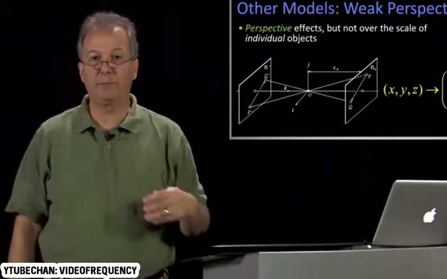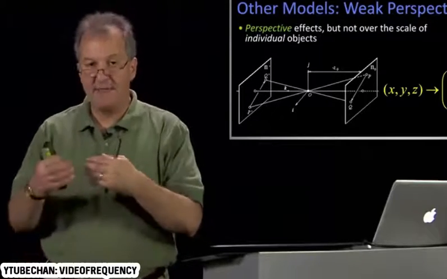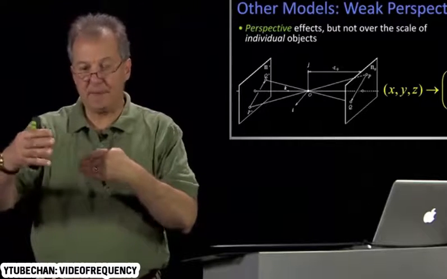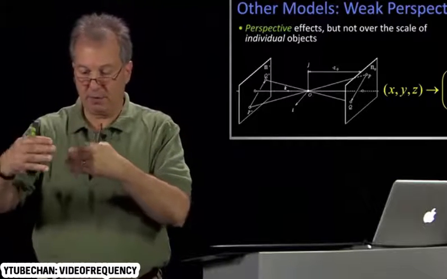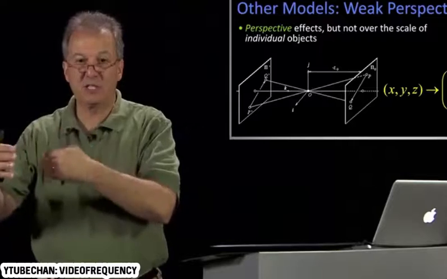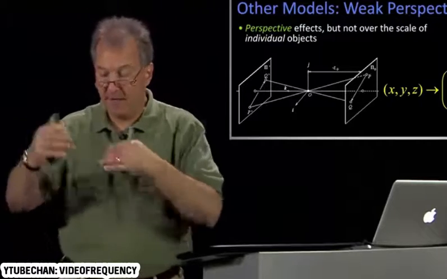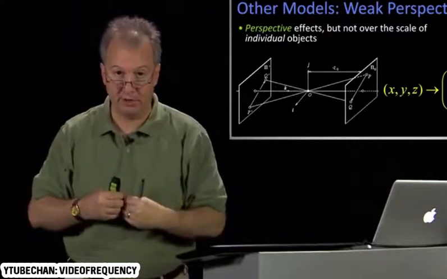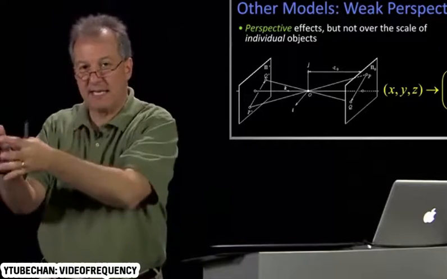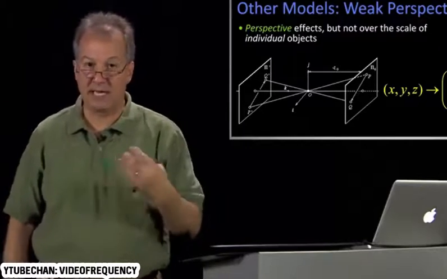So basically, in weak perspective, what we're saying is that the difference in depth over the range of an object is very small compared to the distance in depth from the object to the center of projection. And if that's true, then you can basically say that each object has its own scale factor.